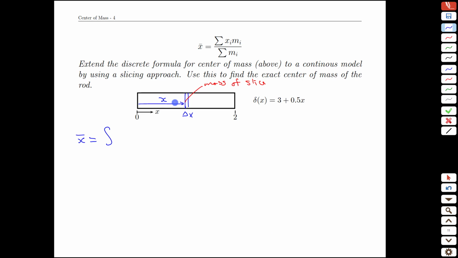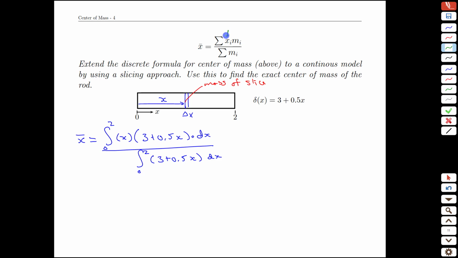The x is literally the x location of our slice. The mass is where we get some of the ingredients from earlier. We have the density, 3 plus 0.5x, times the width, delta x here, or if we're writing it in integral terms, we can go straight to dx, and then divide that by, instead of adding up total masses, we're going to integrate total masses, or the mass of our slices, times dx. Put the last finishing touches on the integral, and then we'll go back and check the units.